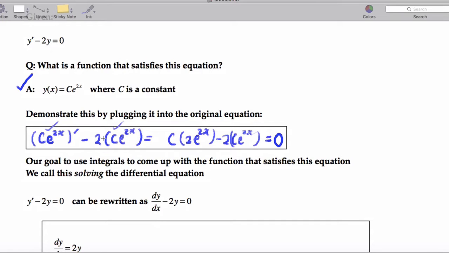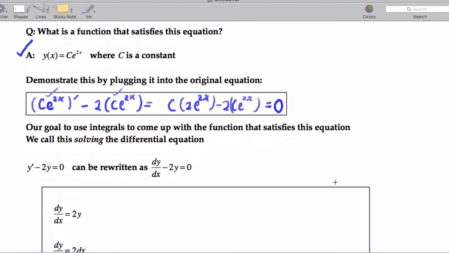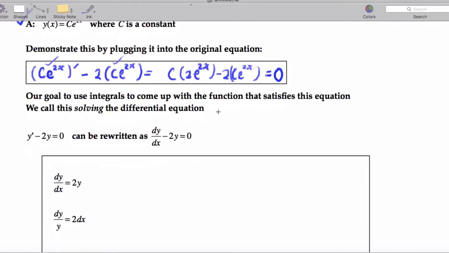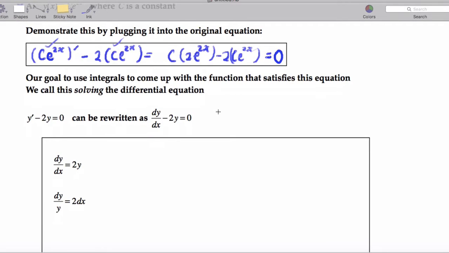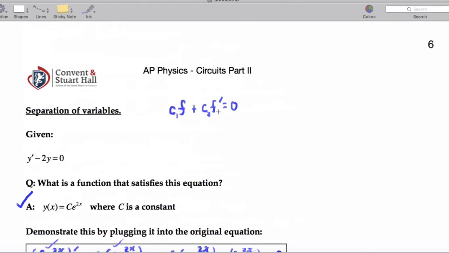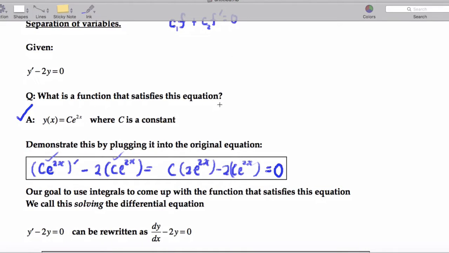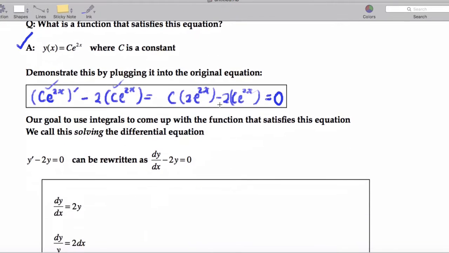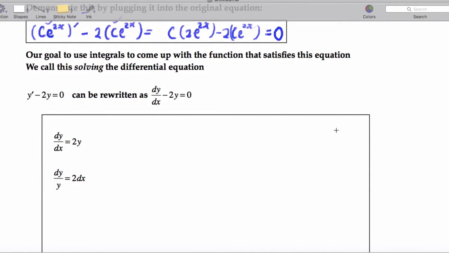So our goal is to come up with the function that satisfies this particular differential equation, and we call that solving it. So I've got you started off here with the technique, and I want to give you the name of this technique, which I have up here. It's called the technique of separation of variables. And what that means is I'm literally going to separate out my x terms and my y terms, and I'm going to use that to solve.